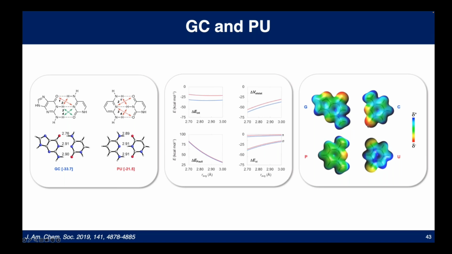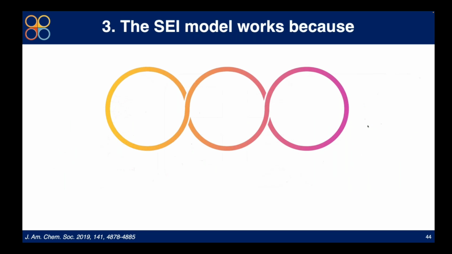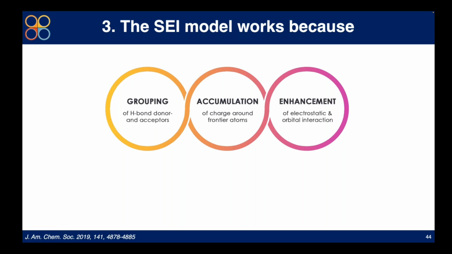So what does this secondary electrostatic interaction model actually do? So why does it work? It works because, in some way, it tells you about the grouping of the hydrogen bond donors and acceptors. And therefore you can have accumulation of charge around the frontier atoms. And this then enhances the electrostatic interaction and the orbital interaction.